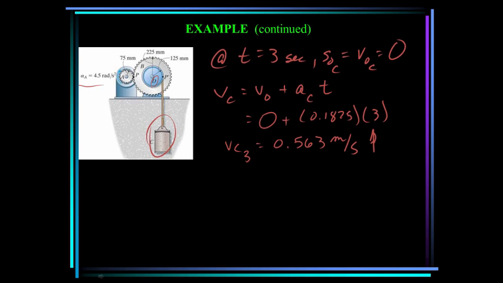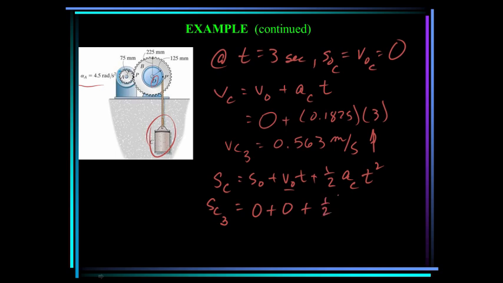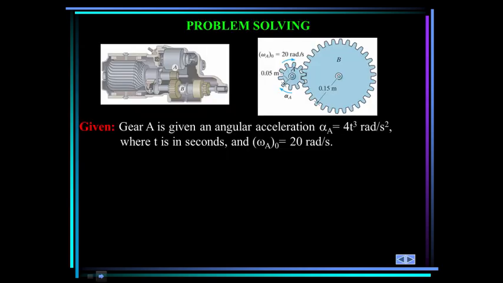We're also asked to find the distance that the cylinder travels in 3 seconds. So we can use our constant acceleration equation for distance. It's equal to the initial displacement plus initial velocity times time plus 1/2 times the constant acceleration times t squared. So in our case, the position of cylinder C after 3 seconds is equal to 0 plus 0, since it started from rest so V0 is 0, plus 1/2 times the acceleration of C, 0.1875 meters per second squared, times 3 squared. So in 3 seconds that cylinder has moved 0.844 meters upwards.